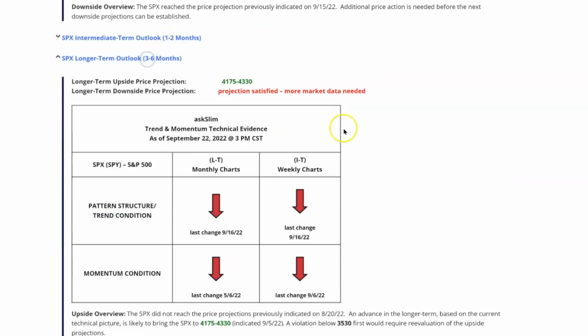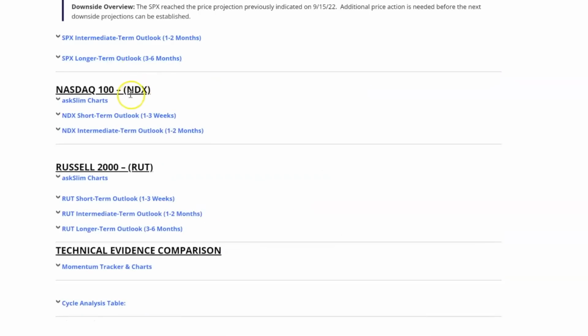And the 3 to 6 month outlook, which weighs heavily on the markets, looking at the monthly charts, is extremely negative in here. The momentum condition turned negative back on May 6th, as you can see. So that's really a negative condition that exists in the long term that will prevent any real big upside moves in the markets. So this is the NASDAQ.